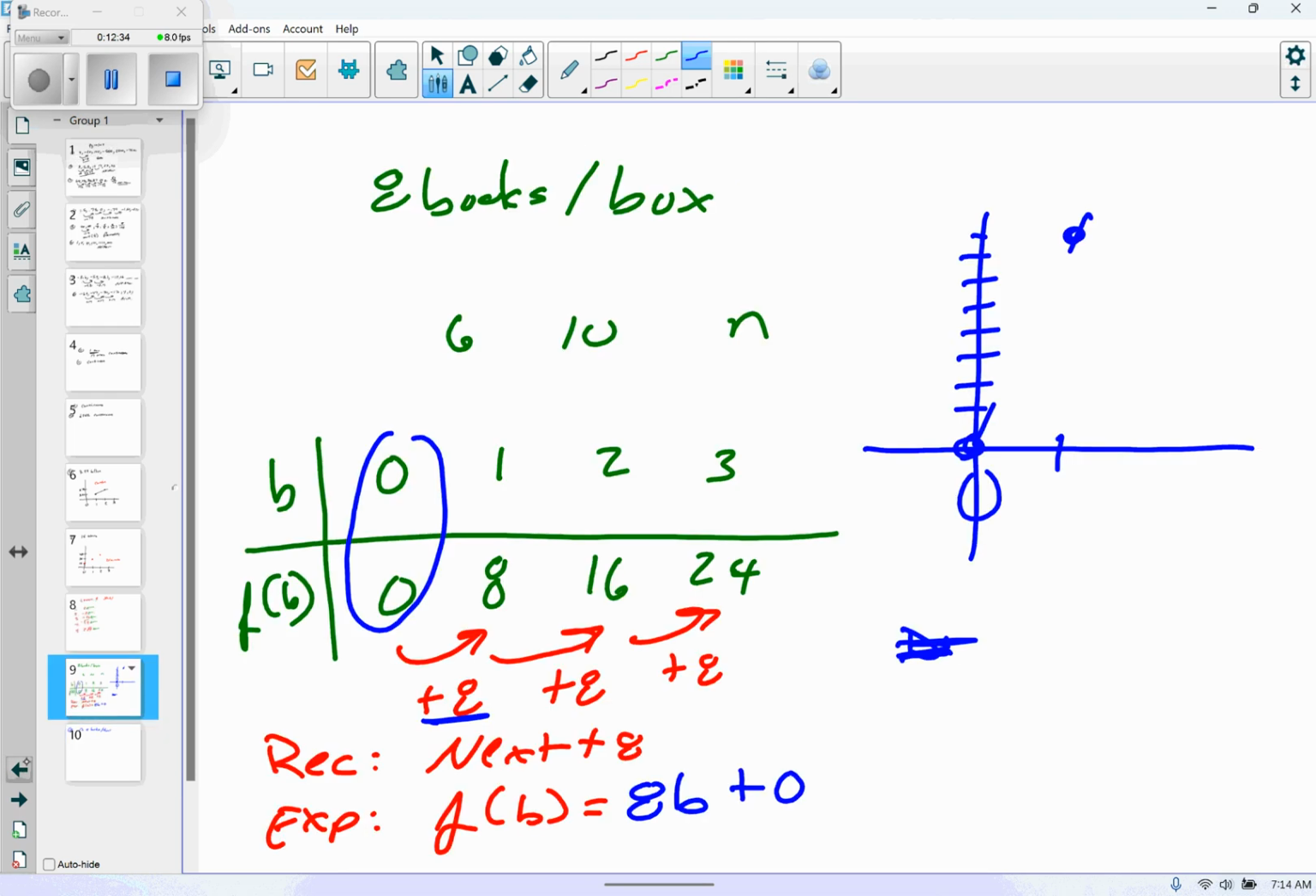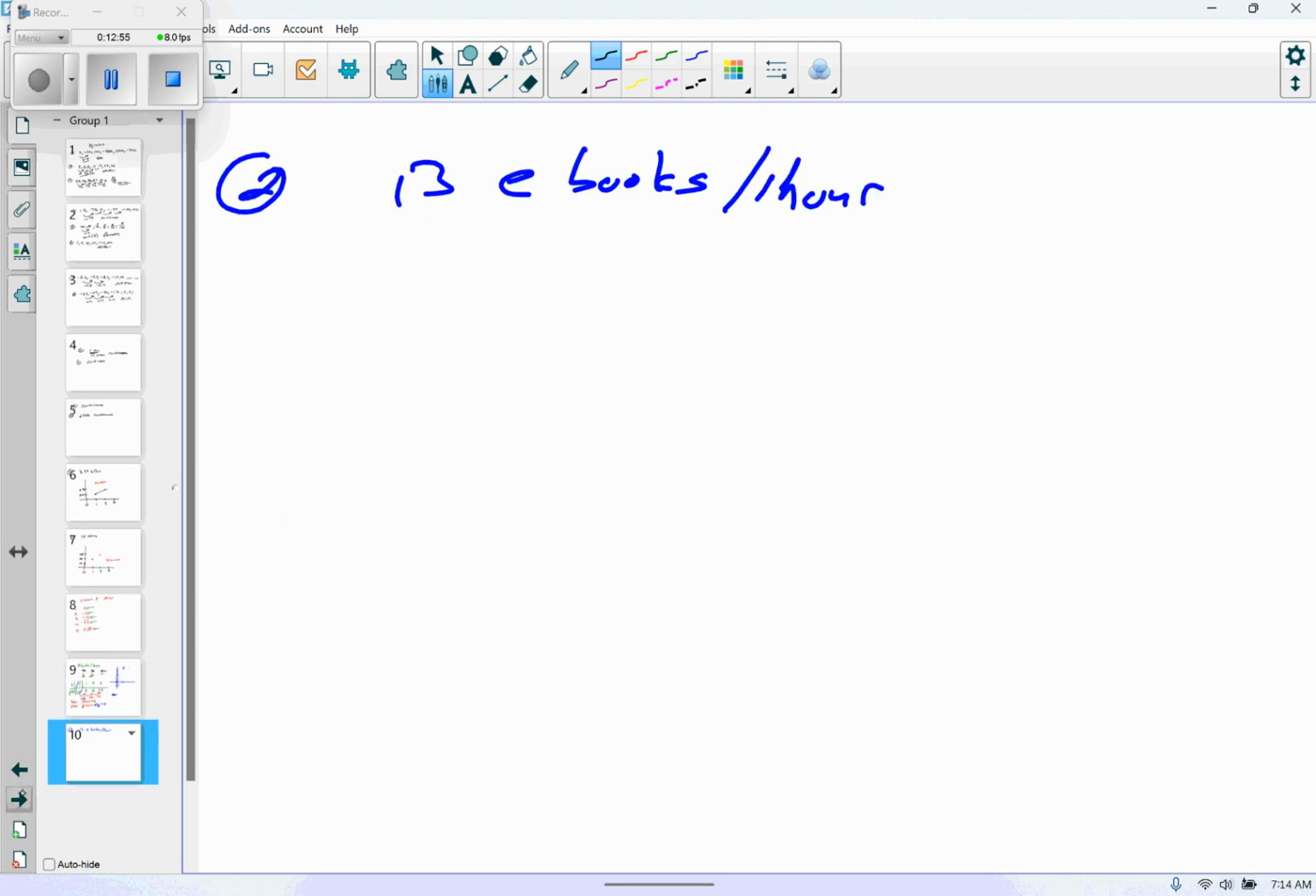Oh, actually, let's go back and answer this one. If we wanted to answer the question on the page before, if I had 6 boxes, I'm going to go 6 times 8, so that's 48 books. If I plug 10 in here, that would give me 80 books, or 8n is our equation. Forgot to answer that. All right, so on the ebooks, I'm sorry, back there, I'm flipping around.